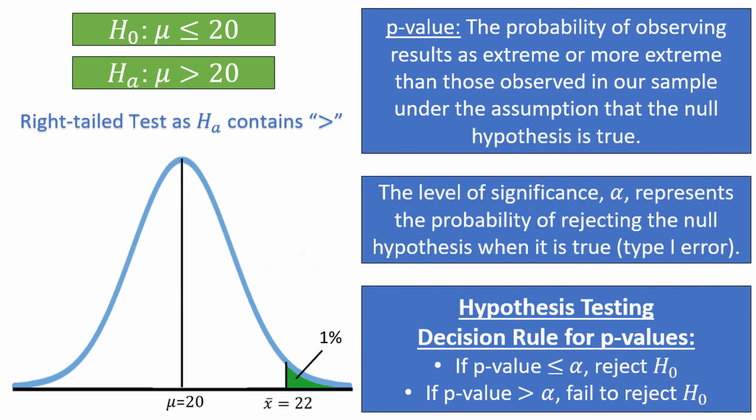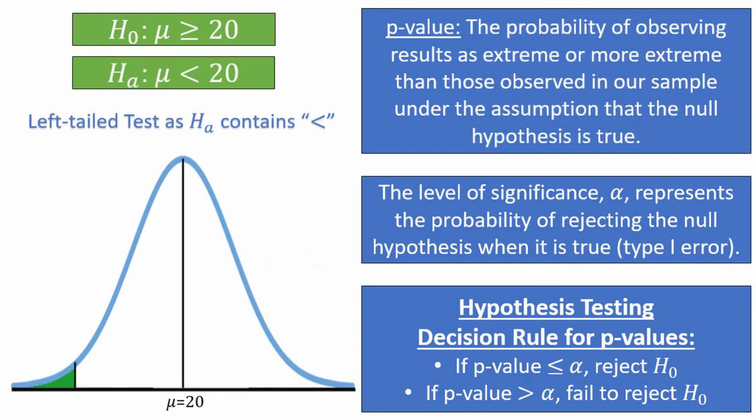Now, for a left-tailed test, we look at the probability in the left tail, the probability less than our calculated statistic. This would be when the hypotheses look something like this: mu greater than or equal to 20 and mu less than 20. The p-value is now in the left side of the distribution.